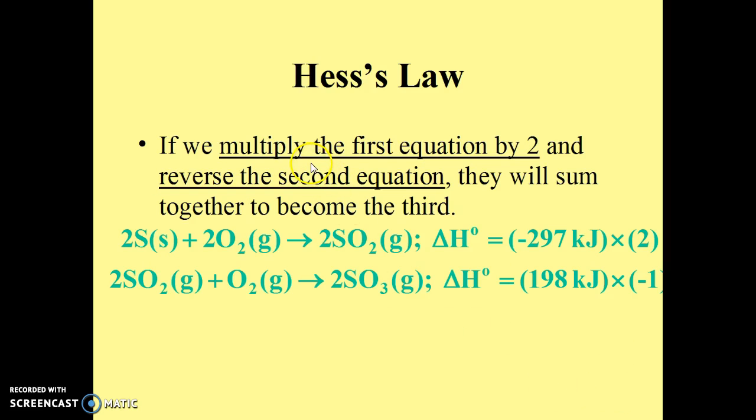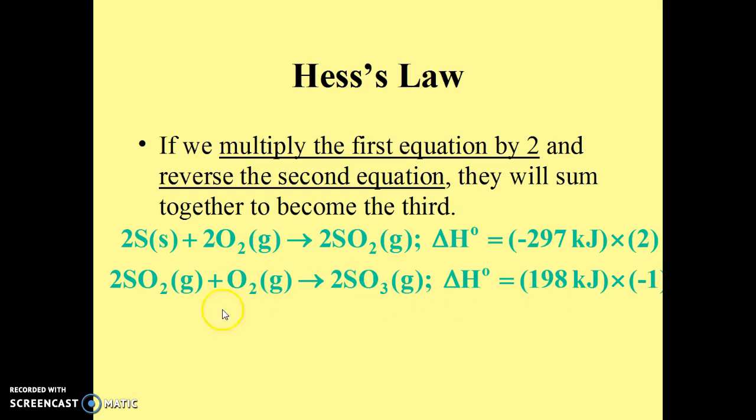If we multiply the first equation by 2, notice, and reverse the second equation, they will add up to become the third. Because here the 2 sulfur reacting with 2 oxygen to form 2 sulfur dioxide, and then the 2 sulfur dioxide react with oxygen to form 2 sulfur trioxide. These two steps together will make the overall process of taking sulfur and 3 oxygens and making 2 sulfur trioxides.